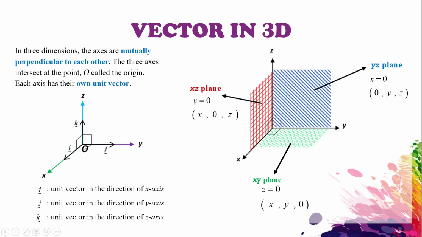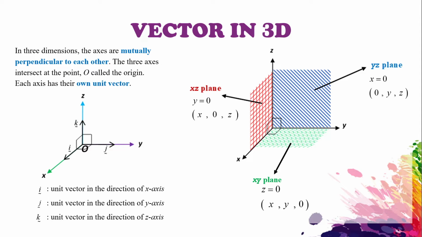Vector in 3 dimensions. In 3 dimensions, the Cartesian coordinate is based on 3 mutually perpendicular coordinate axes: the x-axis, the y-axis, and the z-axis as illustrated in the diagram. The 3 axes intersect at the point called origin, denoted as O. Each axis has its own unit vector: i is the unit vector in the direction of the x-axis, j is a unit vector in the direction of the y-axis, and k is a unit vector in the direction of the z-axis.